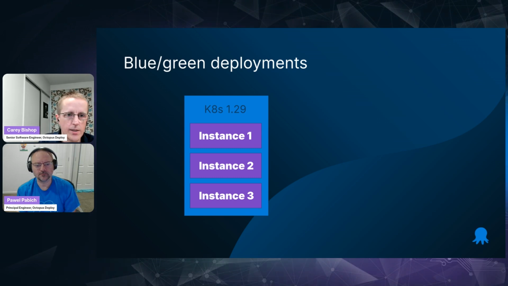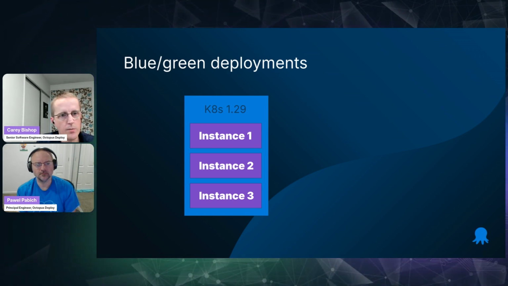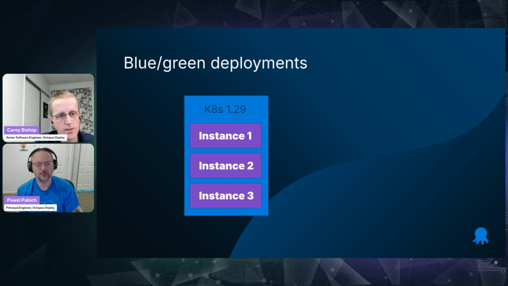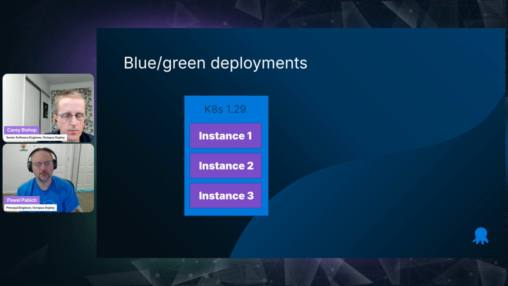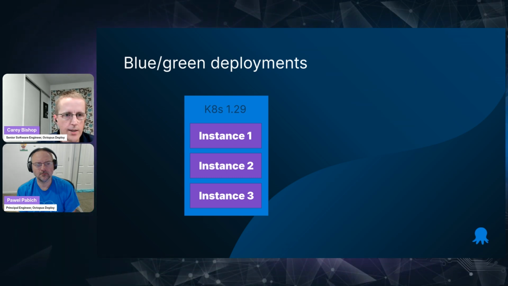So how does that look in practice? So here we have an existing cluster running Kubernetes 1.29, and it has 3 different instances on it. So these are 3 different pods, basically. Now we want to upgrade that Kubernetes cluster to 1.30.